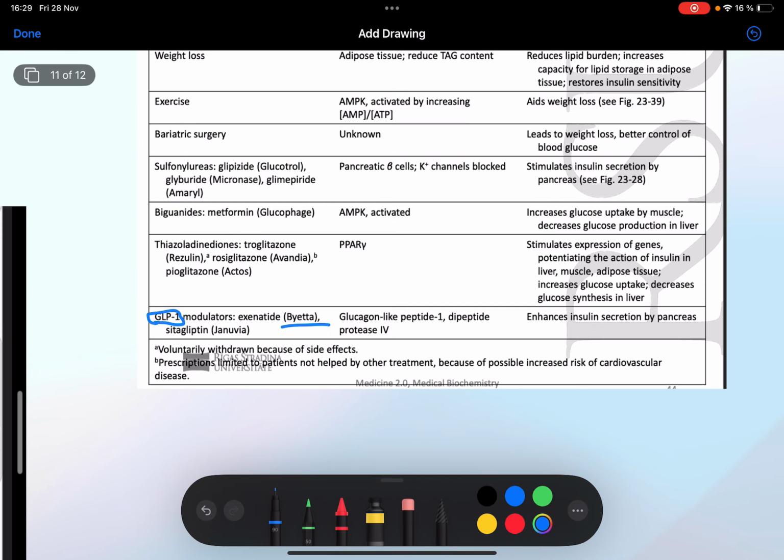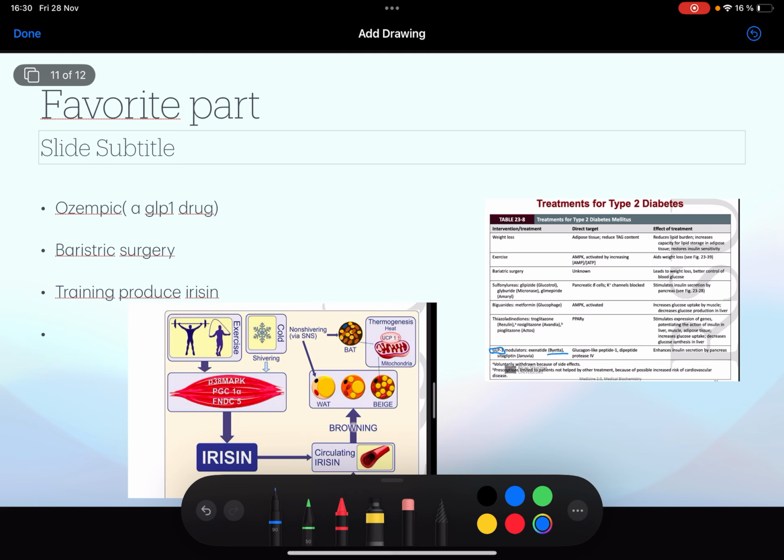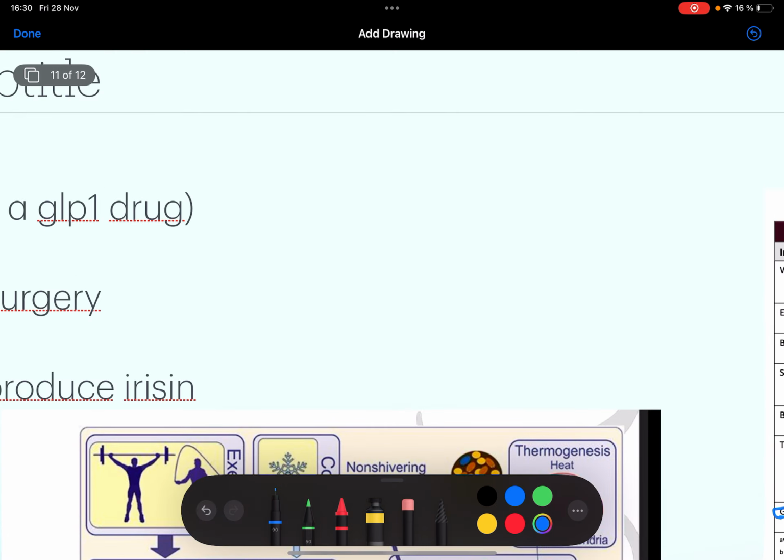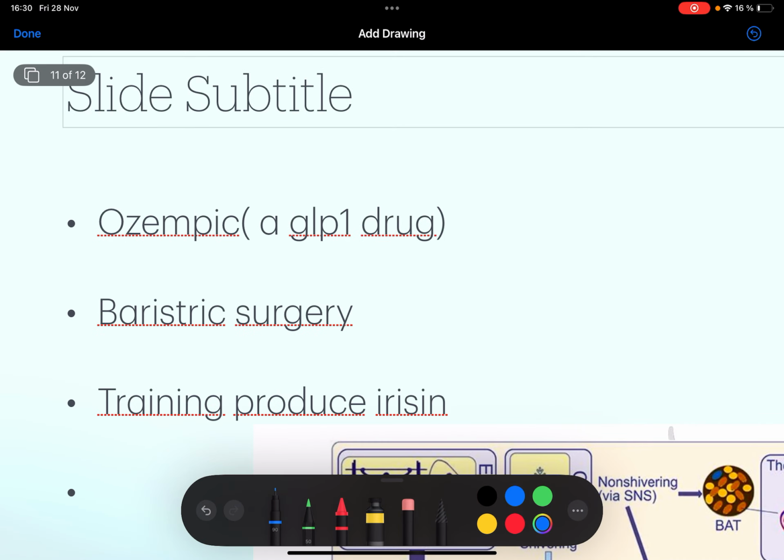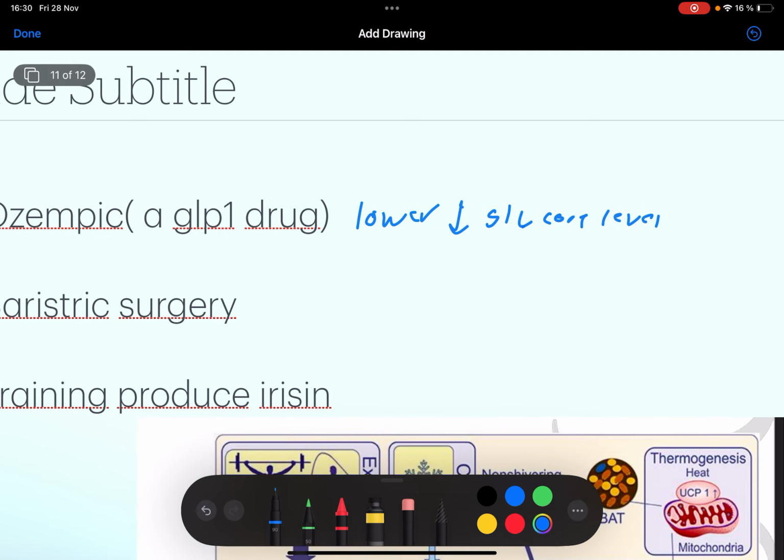And what does this glucagon-like peptide 1 drug do? It basically enhances insulin secretion by the pancreas, so it will increase glucose uptake, but it would also inhibit glucagon secretion. And what would this do? This will lower the glucose levels in the body, and also help increase insulin.